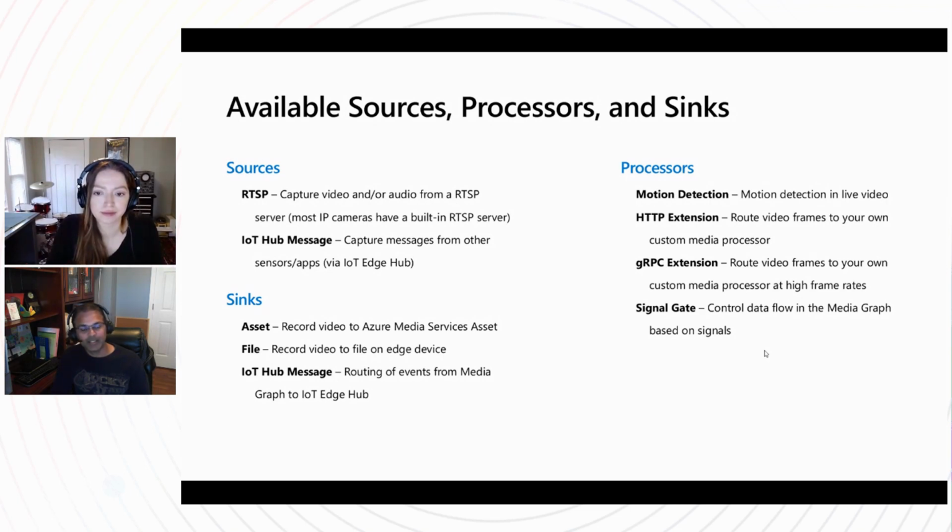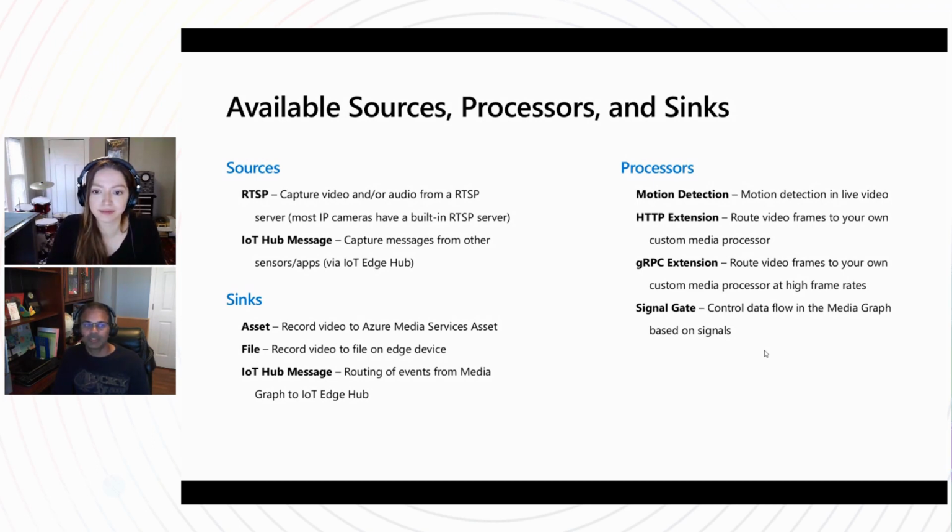On the processor side, we have a motion detection processor. So if you have a camera pointed at a site where nothing is happening most of the time, but occasionally somebody shows up, and that's what you're interested in, you can use the motion detection processor for that.